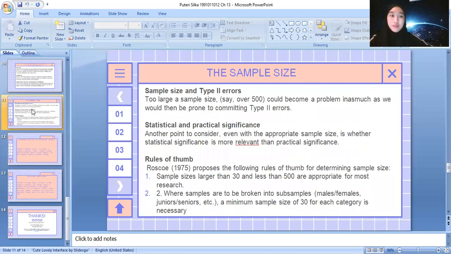The sample size and type 2 errors. Too large a sample size, say over 500, could become a problem inasmuch as we would then be prone to committing type 2 errors. Statistical and practical significance. Another point to consider, even with the appropriate sample size, is whether statistical significance is more relevant than practical significance.